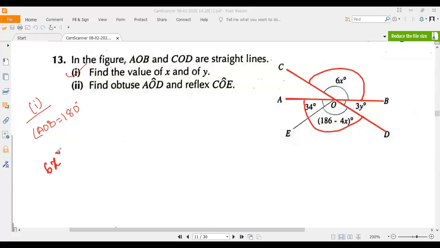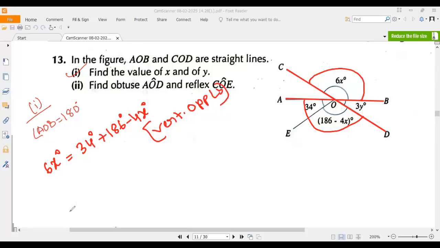6x degree equals 34 degree plus 186 degree minus 4x degree. These angles are equal. Why? Because of vertically opposite angles. Okay. Now solve this one.